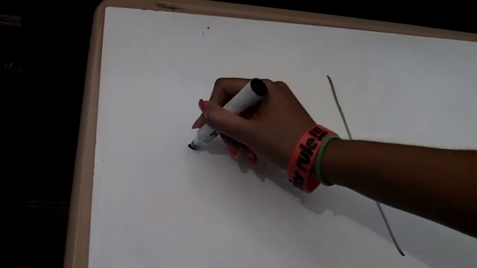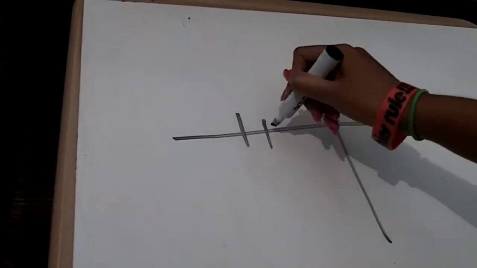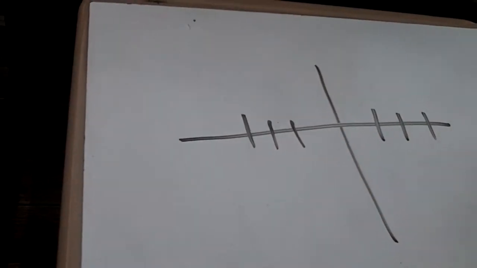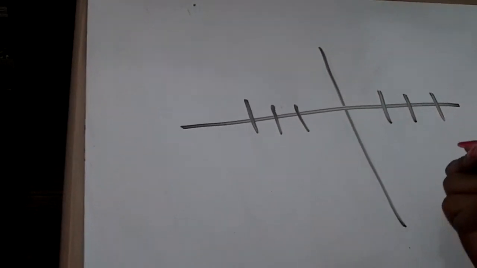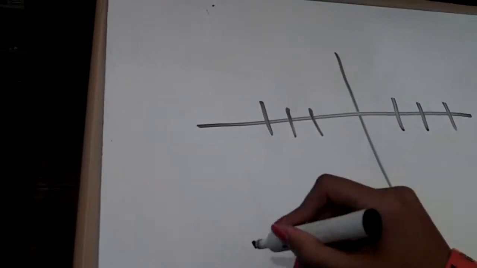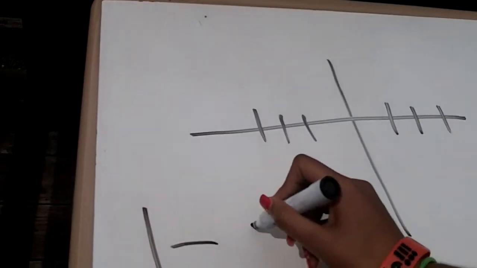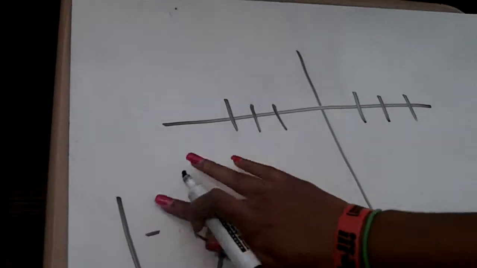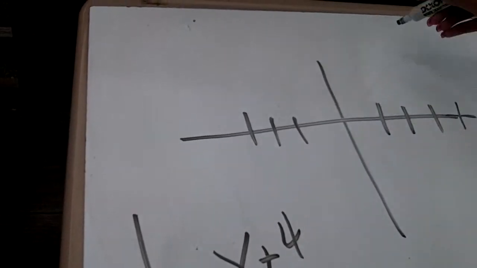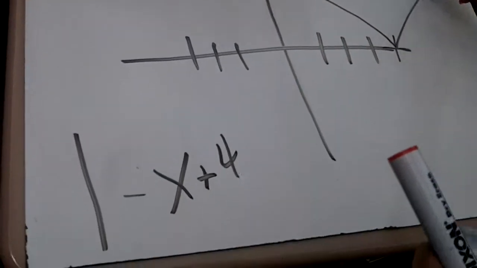And if I want to transform it, you can use any constant number, but the constant number that I'm going to use is 4. And it'll be negative x plus 4. And it would look like this.